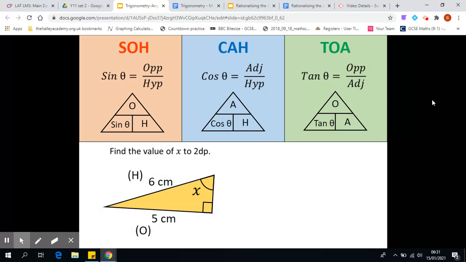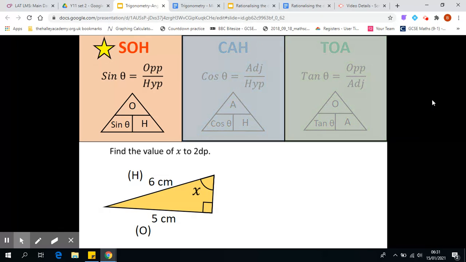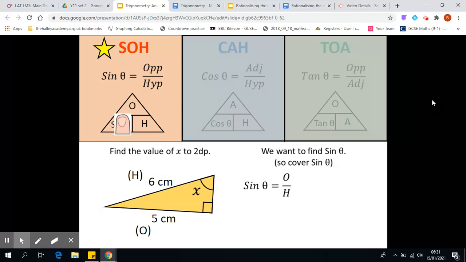Now, this triangle involves O and H, hence it's SOH, the sine ratio. So I cover theta because that's the angle we are trying to calculate, which gives us O over H. Sine theta is O over H. Substituting the values gives us sine x equal to 5 over 6.